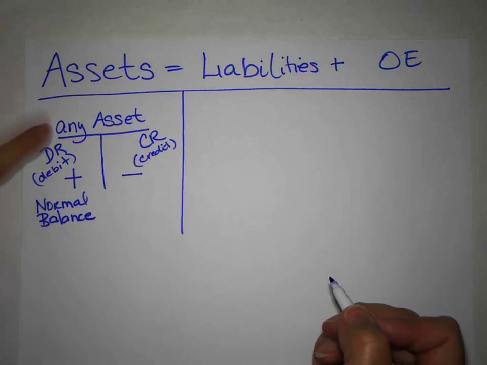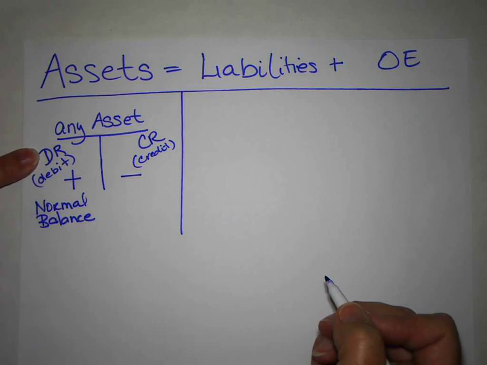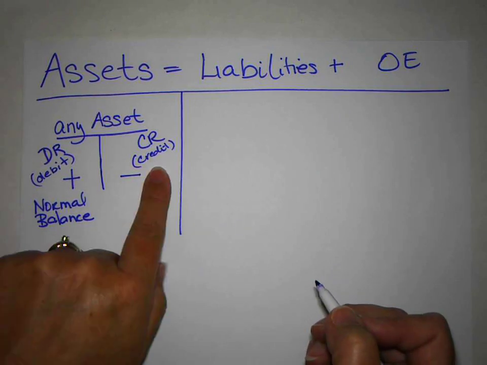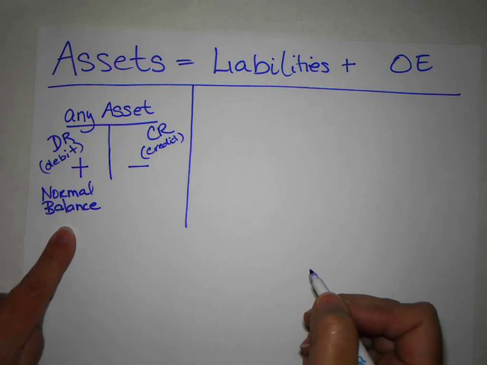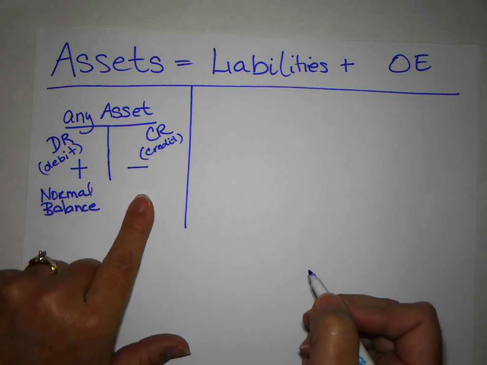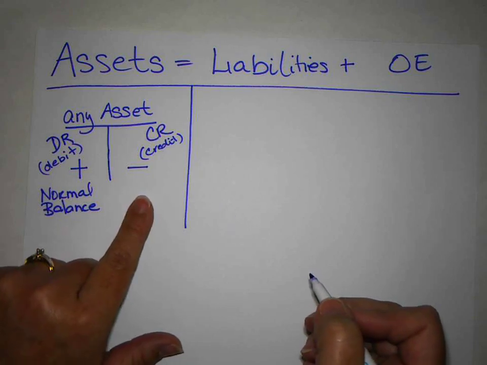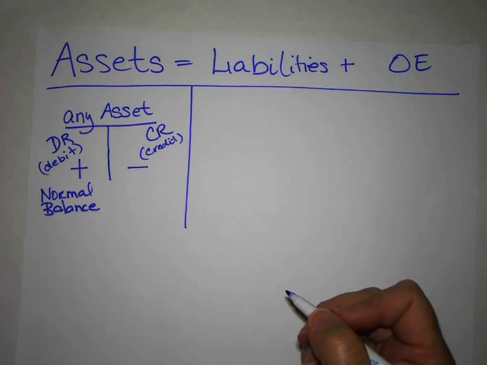Okay, so any asset has a normal balance of a debit. Debits are on the left, credits are on the right. So our normal balance is always the increasing side. The other side doesn't have a name. It's just the opposite of the normal balance. There is no name for the decreasing side.